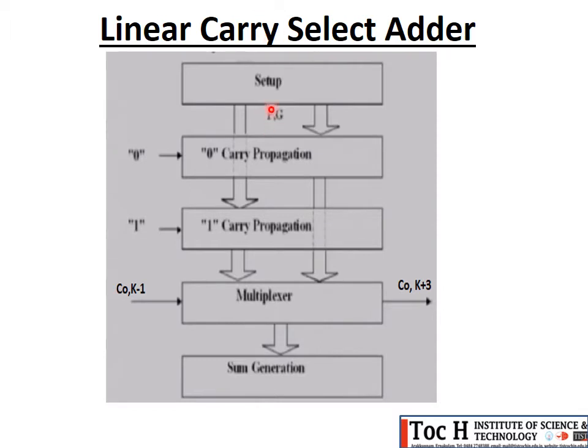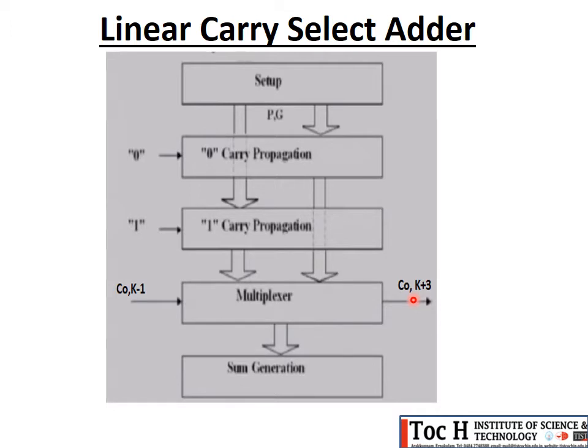We have a setup stage as the first block. As we know, the setup stage is a block that represents the generation of intermediate signals, like propagate, generate and delete signals. Then based on that we will generate the 0 carry propagation and 1 carry propagation. This block will calculate the sum and carry out for the 0 possible value, and this block will calculate the sum and carry for the 1 possible value. We will store it here, and as the carry in comes, the multiplexer will select from either 0 carry propagation or 1 carry propagation the values to the corresponding sum block and to the carry out path.